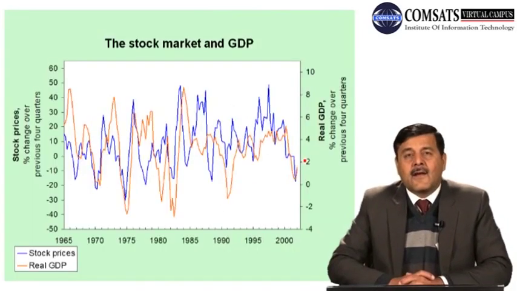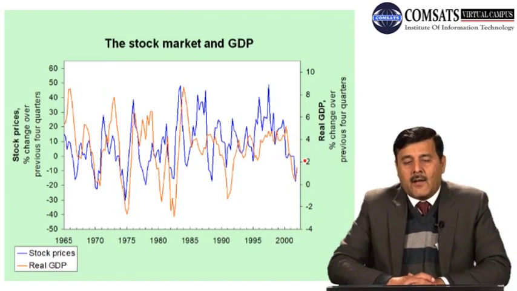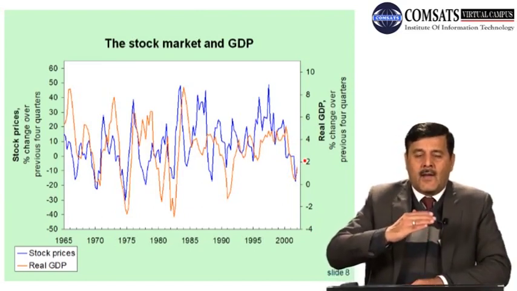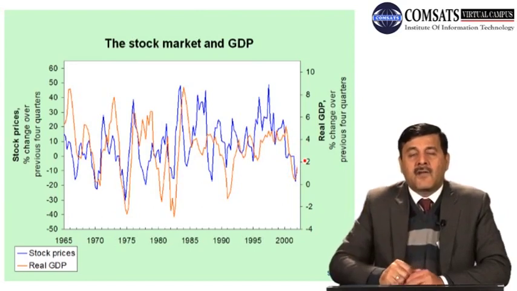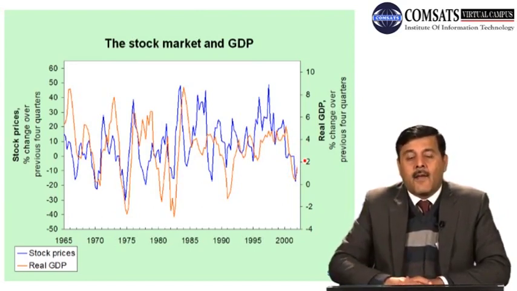Now this diagram that you can see in front of you will tell you how these two variables that we've just discussed, the stock market and gross domestic product, are related with each other. They are very closely related. You can see from this diagram that in most of the cases, not in all cases, not in all years, if real GDP is going up, stock market prices are also going up. But in some cases this is not true.